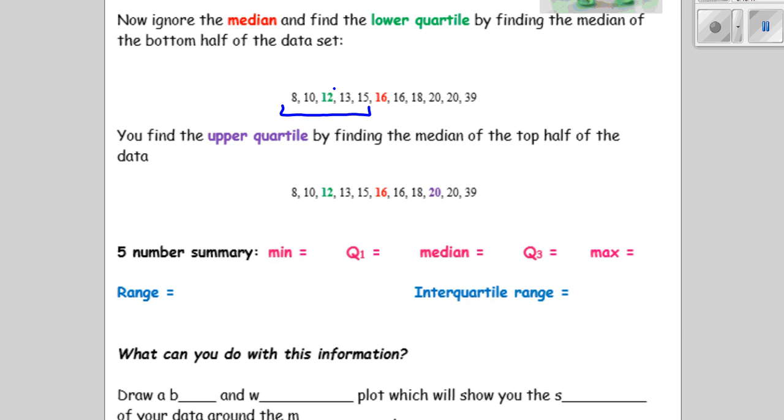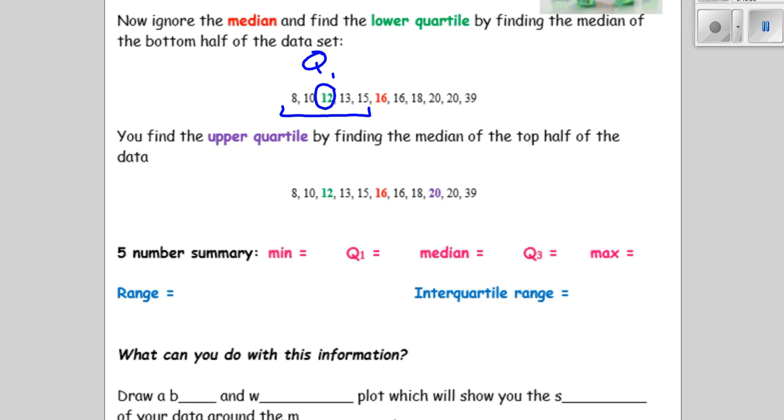What's the symbol they give that in the calculator? It's a Q? Q1. Yeah, they call it Q1. Would the median be Q2? Yeah, the median is Q2, but in the calculator they call it MED. You're right, it's technically called the second quartile, and the upper quartile is the third quartile.